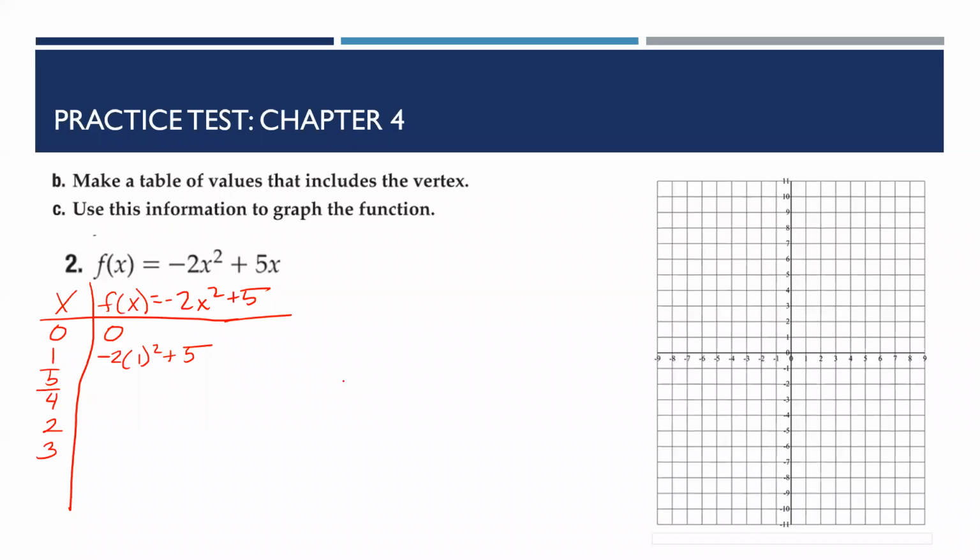Okay, sorry about that. This all got erased.